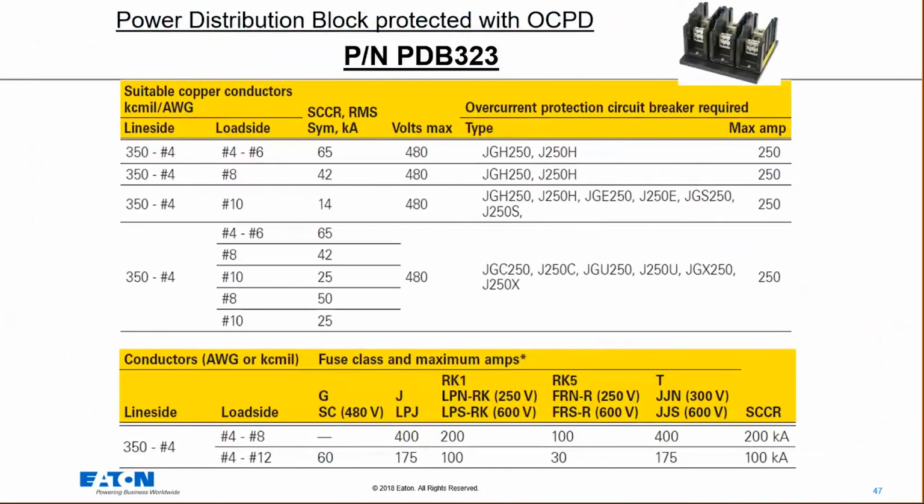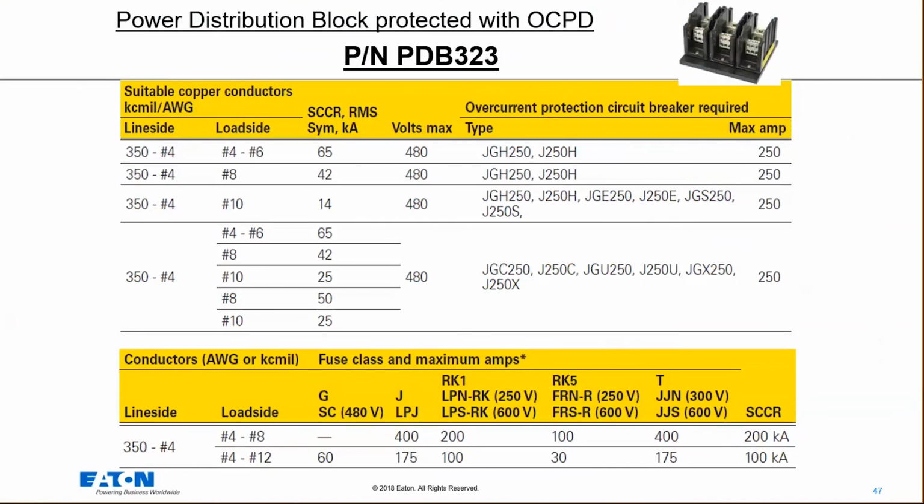When we look at power distribution blocks protected by an overcurrent protective device. So about, I don't know, 15, 20 minutes ago, I told you when you're looking at your listed devices, or you're looking at the SCCR ratings of your devices, they can change depending on the overcurrent device feeding those devices. So hopefully this makes sense, but on our particular power distribution block, our PDB 323, we have multiple short circuit current ratings for this particular block.